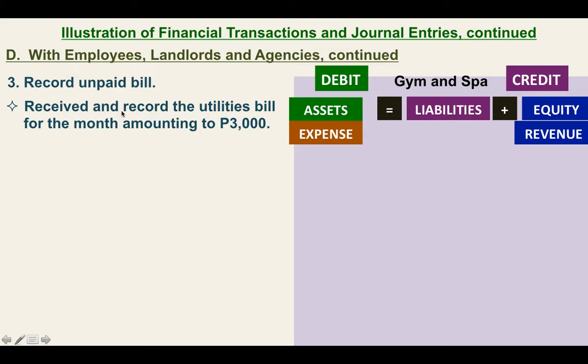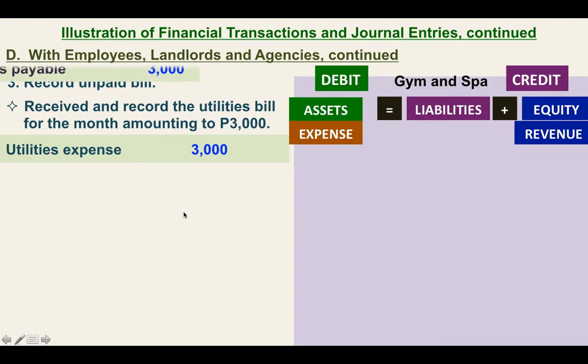We receive it. Okay, so we can record that we have a liability to pay. So when we receive it, we debit the utilities expense. We receive the utilities, the bill from or the services from Meralco, and credit what? Because we haven't paid, we will not credit cash. Okay, because here the transaction is just received and record. It didn't say we paid.